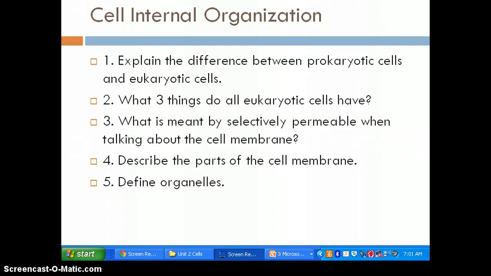And then number 4, describe the parts of the cell membrane, which is made of a phospholipid bilayer. And the key word there is lipid. It's a fatty layer around the cells. We'll get into the parts of that. And then the 5th question here, define organelles.